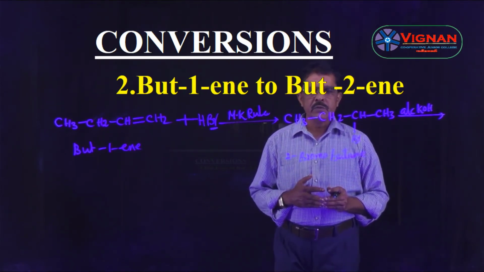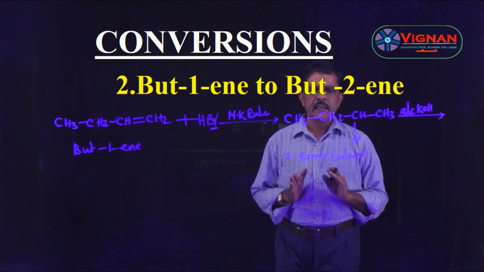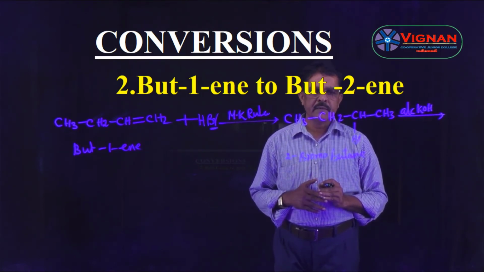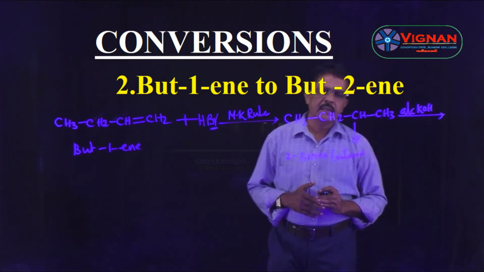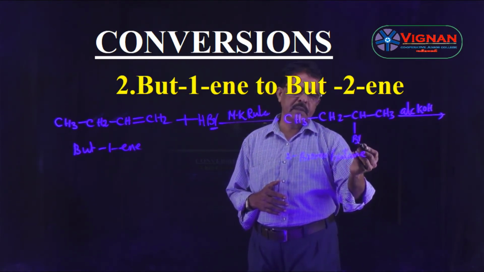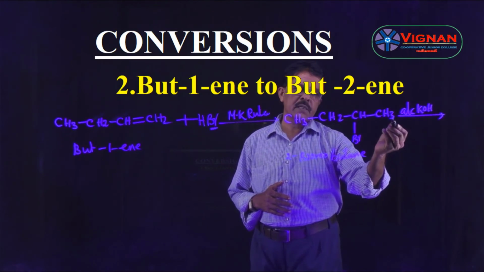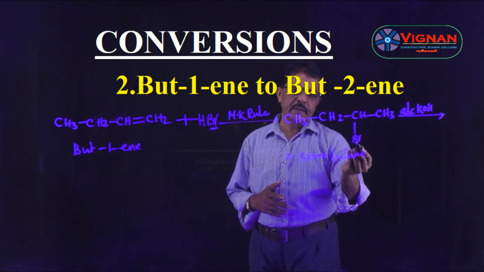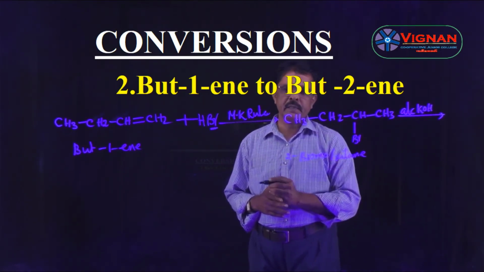Which is used for dehydrohalogenation. That will take place. So here what will happen? Br and H, this H is possible, and Br and this H is also a possibility.